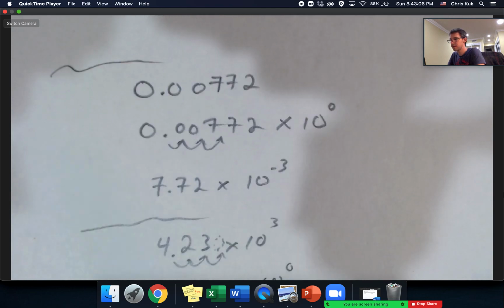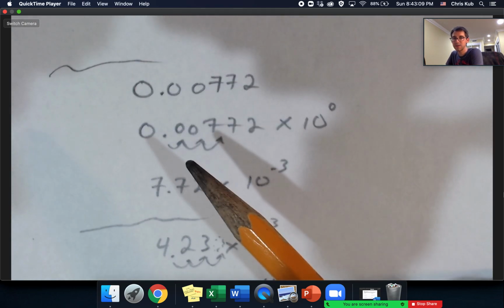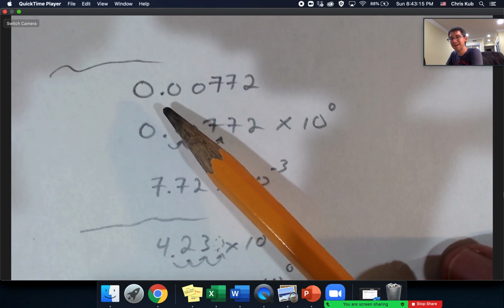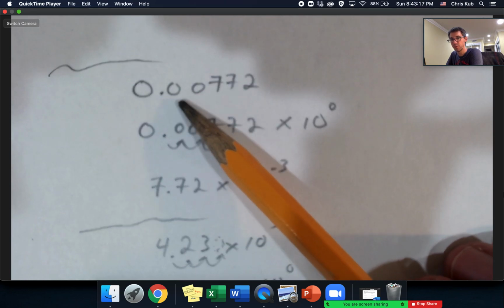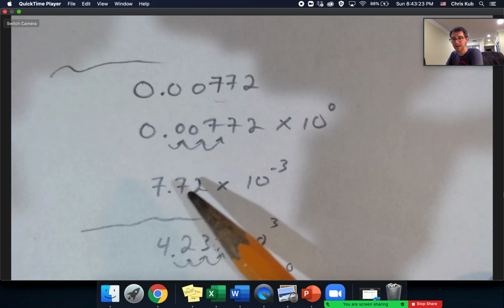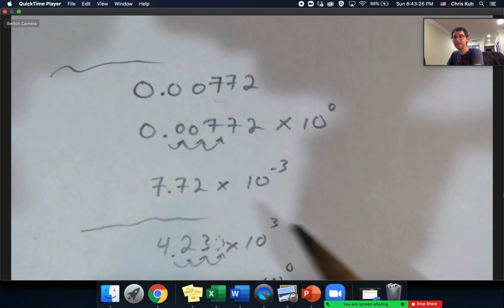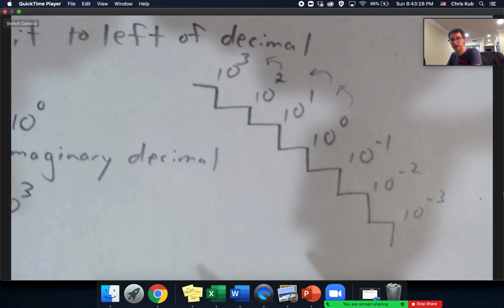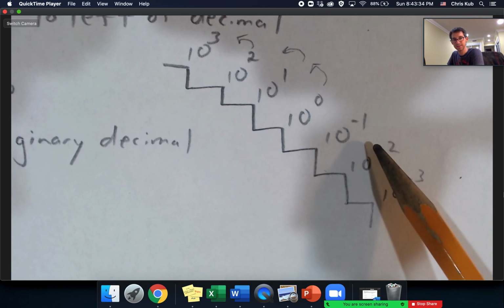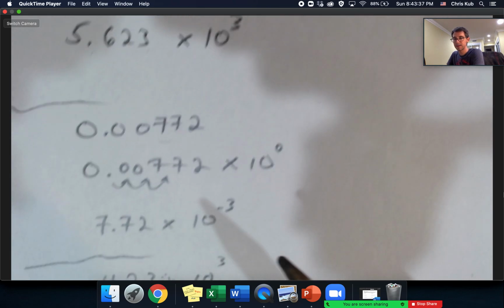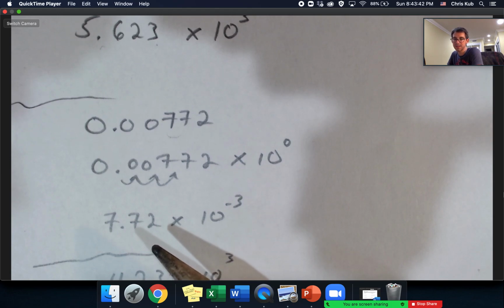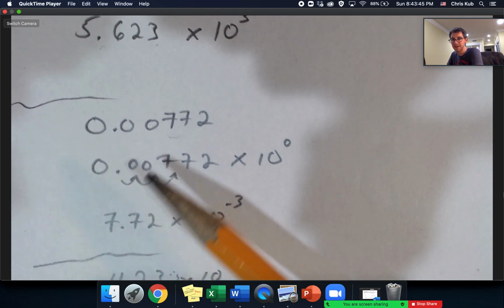Now, what if you were dealing with a small number? Again, you can move the decimal to the right, so that there's just one non-zero digit to the left of the decimal. So move it once, twice, thrice, so that we get 7.72. Having moved the decimal to the right, where originally we had 10 to the 0, we're going to go to 10 to the negative 1, 10 to the negative 2, 10 to the negative 3. So this is 7.72 times 10 to the minus 3, or 7.72 times 0.001. Exact same value as up here.